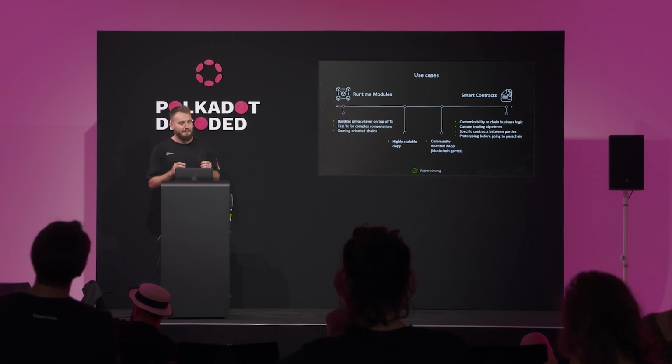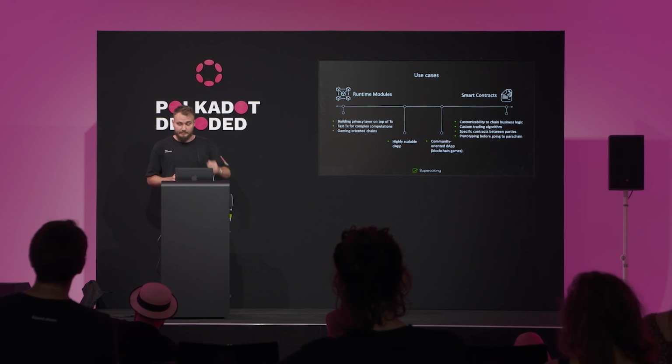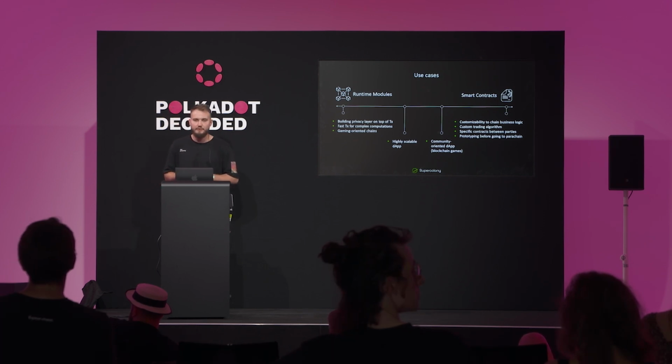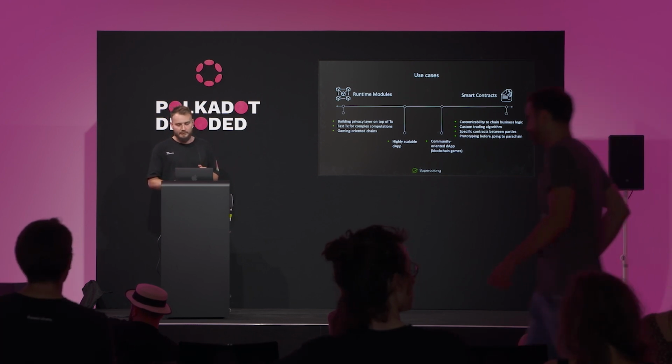And finally, there are use cases where smart contracts are the best in class. When it comes to a custom trading algorithm or custom contracts between two parties. For example, let's imagine custom contracts between the players in some blockchain games, or even prototyping something before going to a parachain. So smart contracts are the only right choice here.